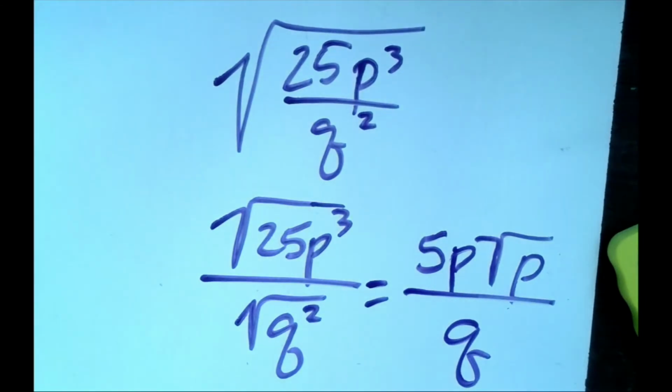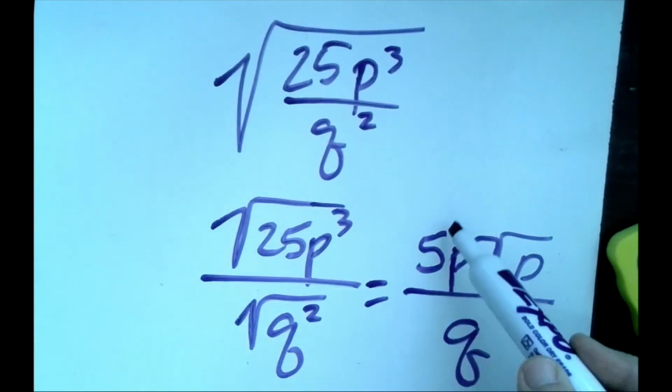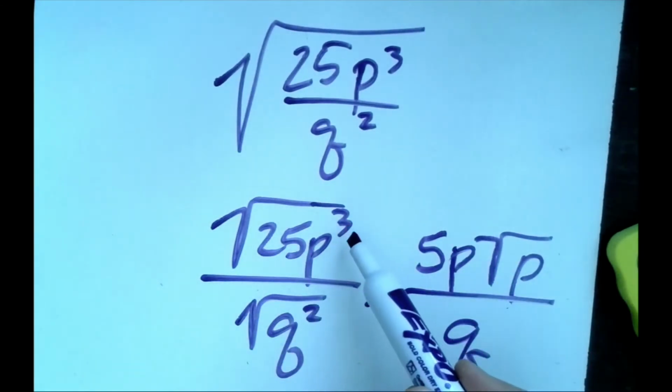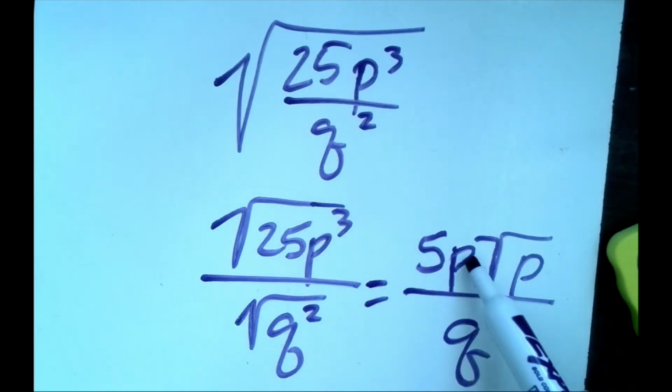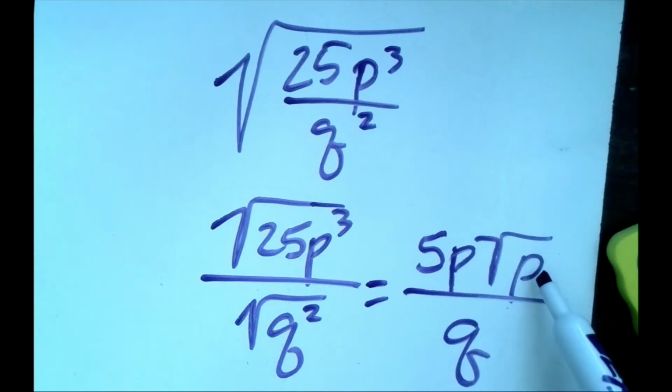So the 25, the square root is 5. P to the third, we could take out the square root of p squared, which would give us p, and we're left with the square root of p still, and we can take the square root of the denominator. The square root of q squared is q.